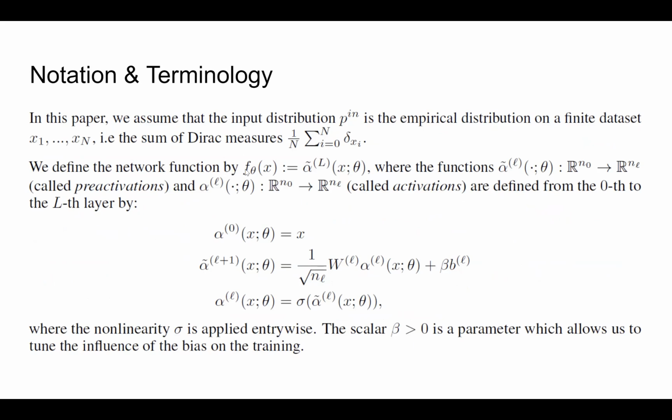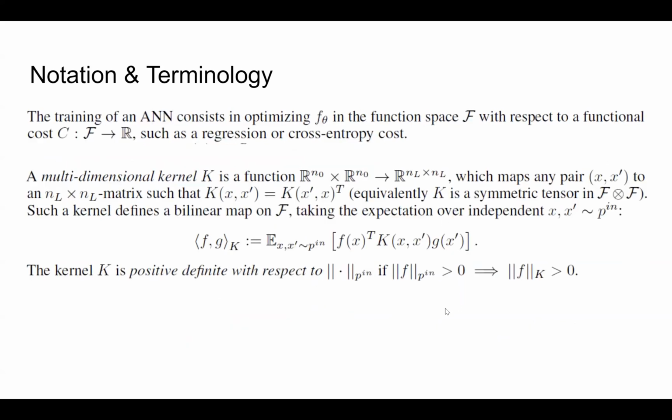And the network function, which is an element of the function space, is defined normally. I don't think we need to pay much attention here. So the training of an ANN consists in optimizing f theta in the function space F with respect to a functional cost C. This cost C just maps from the function space to a scalar. So it's just something like a regression or cross entropy loss here.